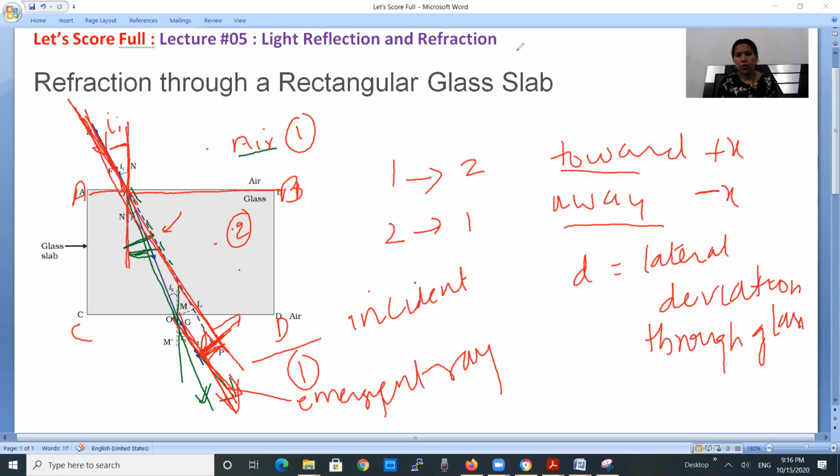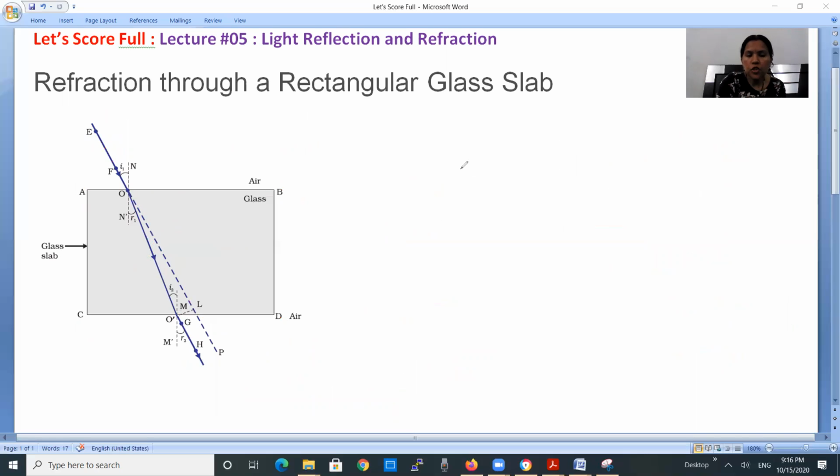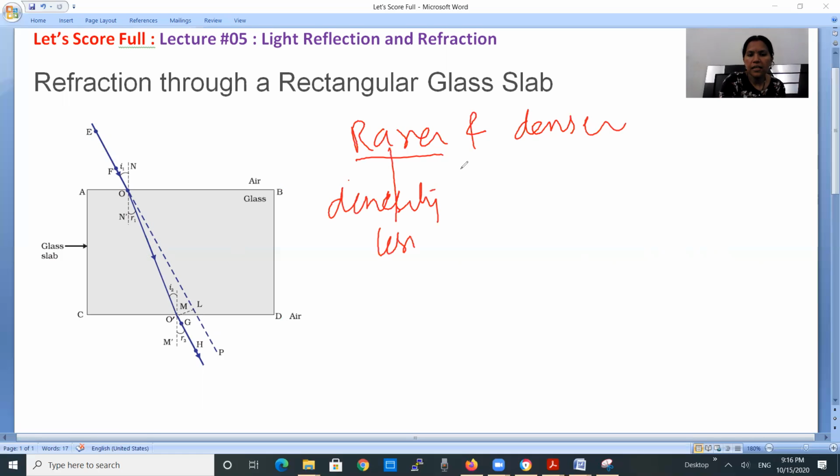Clear? Okay. So if I tell you the summary, there are two kinds of medium, rarer and denser. Okay? Rarer and denser. When the density is less, we say rarer medium. When density is more, we say denser medium. Clear? So here air has less density, we say it is rarer, and the glass has more density, we say denser medium.